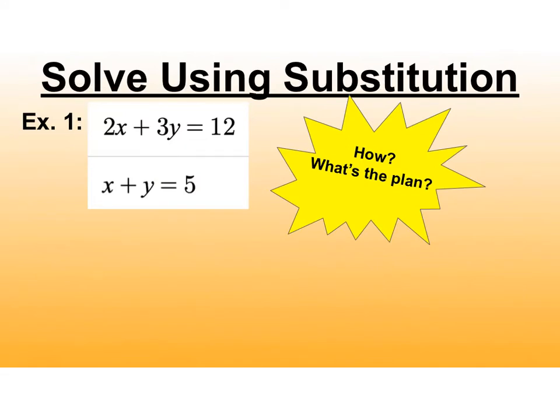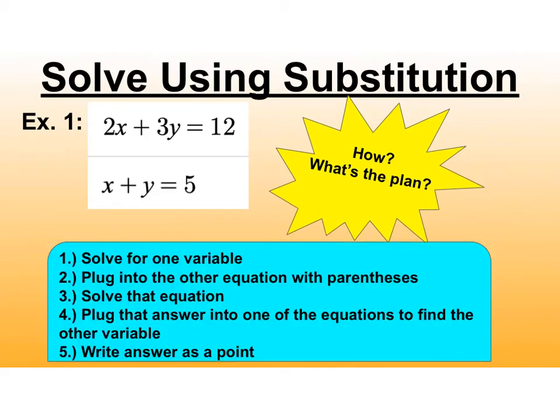Here we're going to try to solve this system using substitution. Here we have 2 equations. They each have 2 variables. All right, what's the plan? Well, if we solve one of the equations for one variable, we can then plug that into the other equation. Really important to be using parentheses. We're going to then solve that equation, plug that answer into one of the equations to find the other variable, and then write our answer as a point. It sounds a little challenging, but we'll get through this.